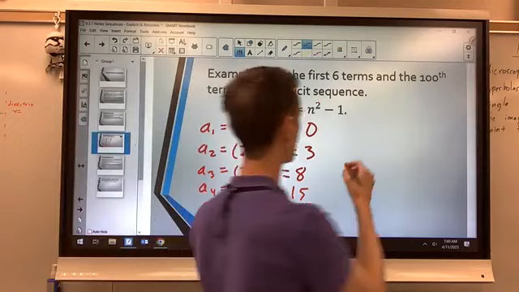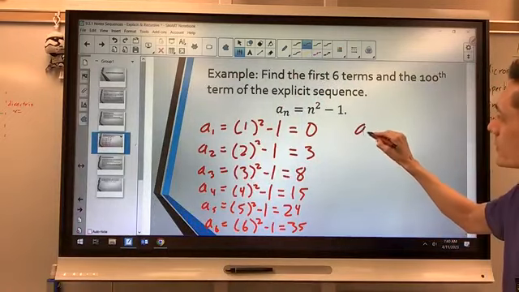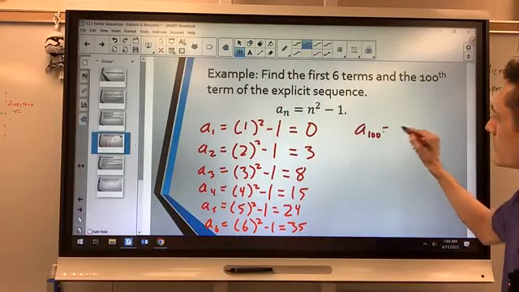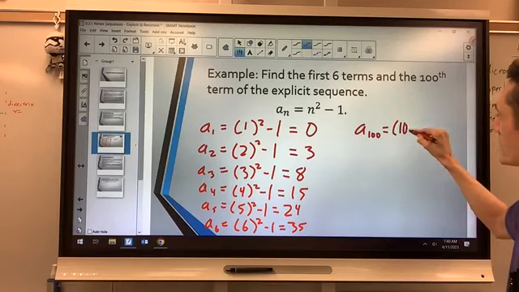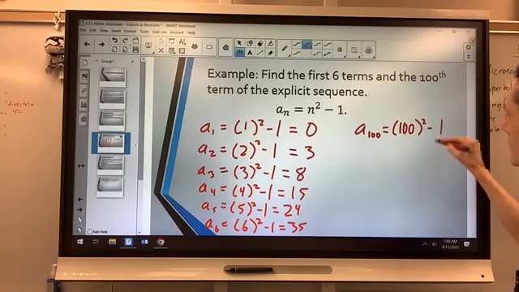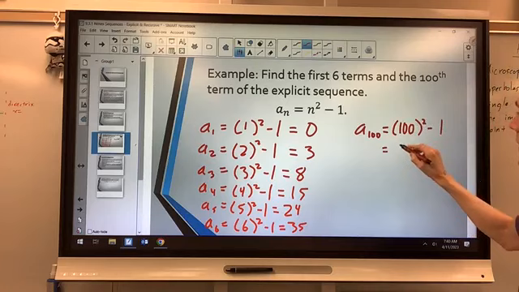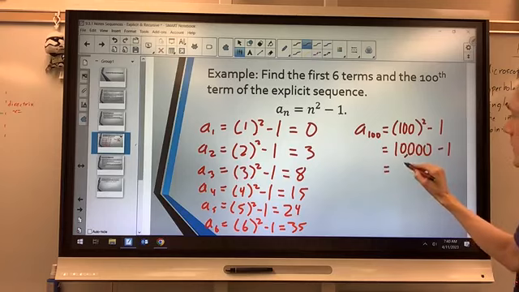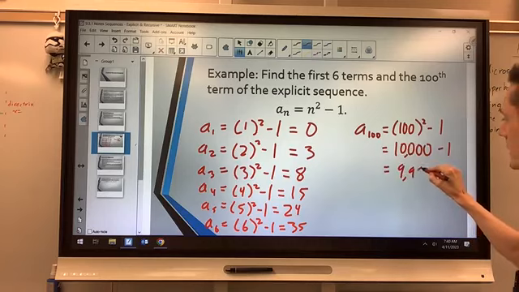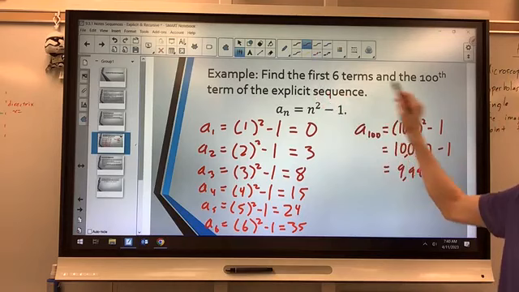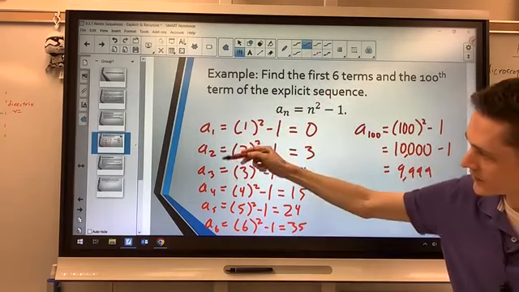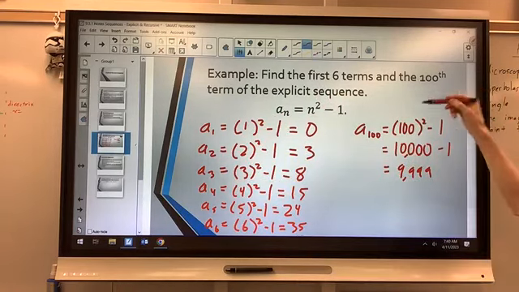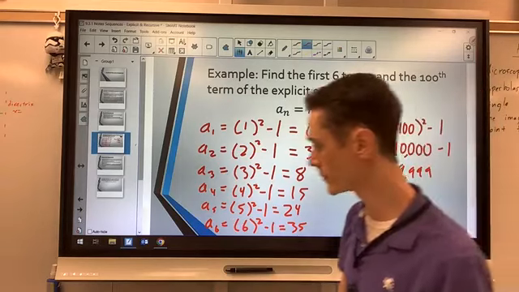So now I can just jump ahead and I can say, well, the 100th term is going to come from 100 squared minus 1. And 100 times 100 is going to equal 10,000. So when you subtract 1, you get 9,999. So that's an example of finding the first 6 terms here, first term, second term, third term, fourth term, fifth term, and then jumping ahead to the 100th term.